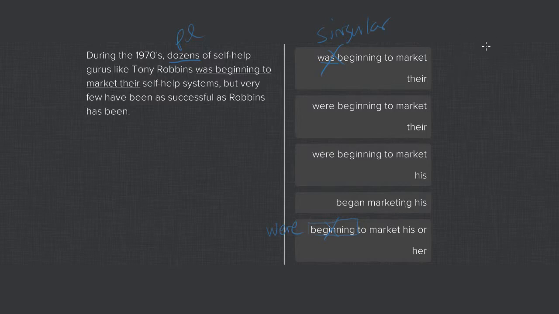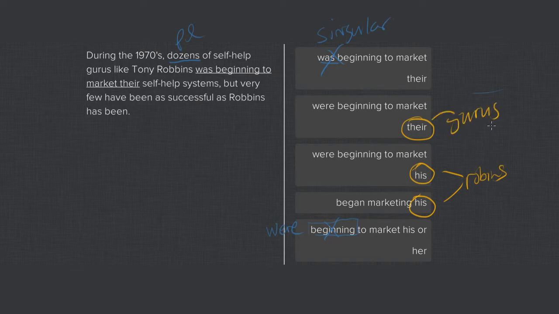Now, what remains is an issue that doesn't have to deal with verb agreement. Instead, we actually have a pronoun issue, and you probably spotted the "there," "his," and "his." The question is, what do these things refer back to? His refers back to Robbins. The "there" refers to the gurus.